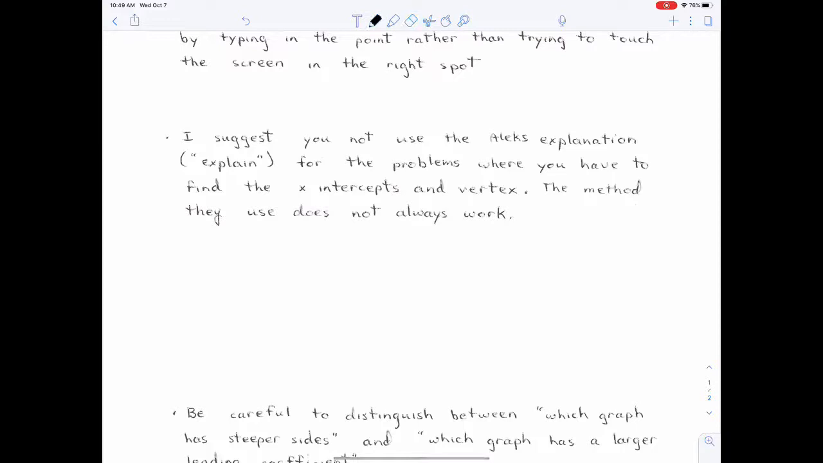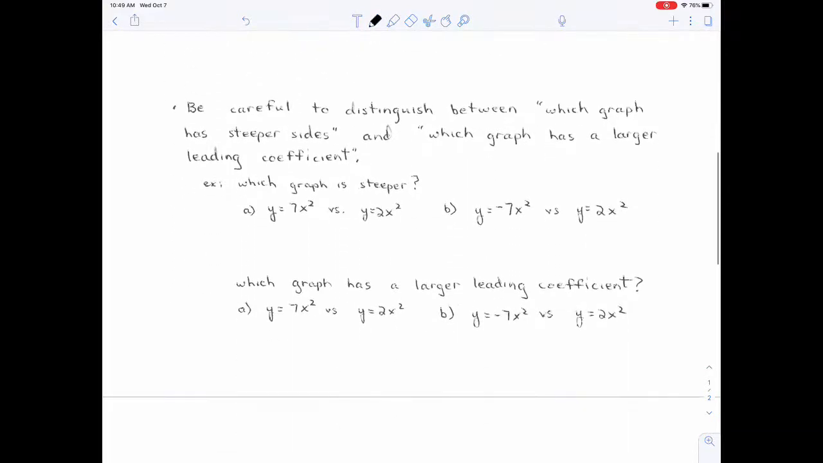Okay, what's the next thing I want to say to you? Be careful. Oh, this you have to be careful of: the difference between which graph has steeper sides and which graph has a larger leading coefficient. Remember how I told you the leading coefficient, that A, tells you whether the graph's going up or down, whether it's stretched, compressed, et cetera. In general, a larger absolute value of A means the sides are steeper. And that's true. But you have to be careful. That's the absolute value of A.